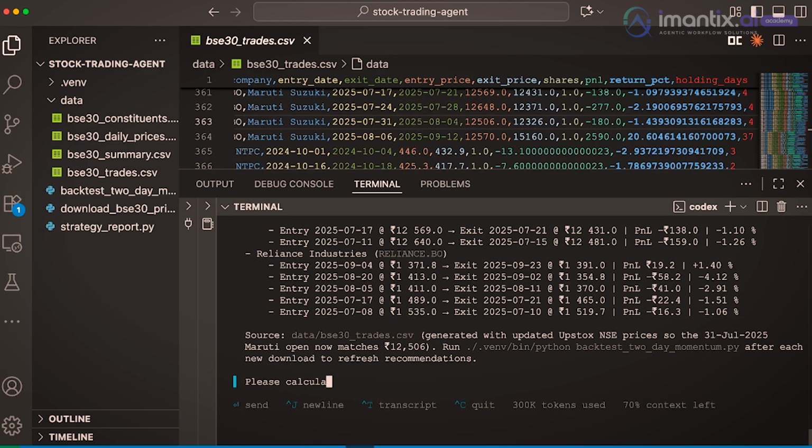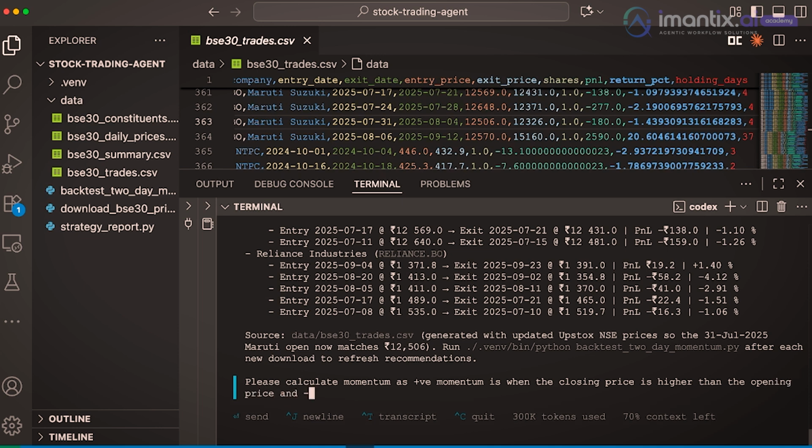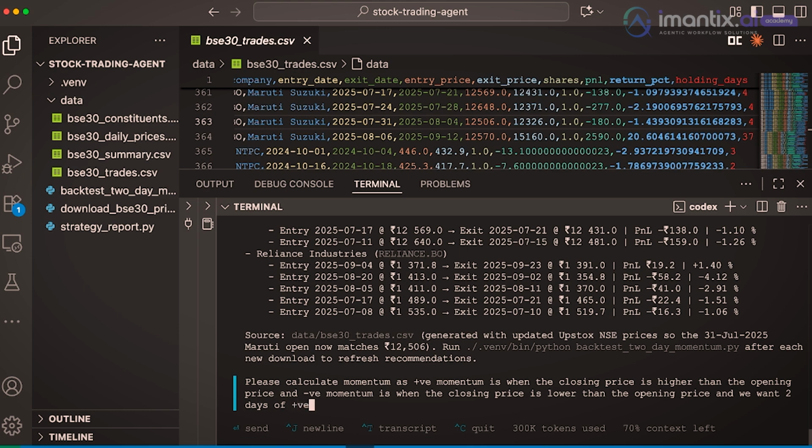Please calculate momentum as positive momentum is when the closing price is higher than the opening price, and negative momentum is when the closing price is lower than the opening price, and we want 2 days of positive momentum to purchase on the 3rd day at opening price, and similarly for negative momentum.